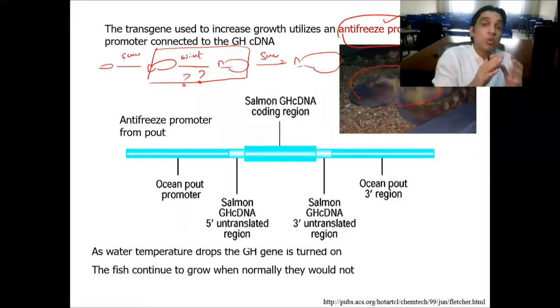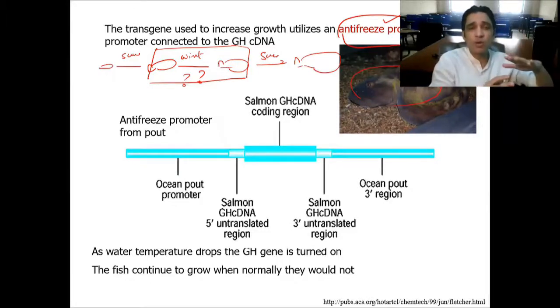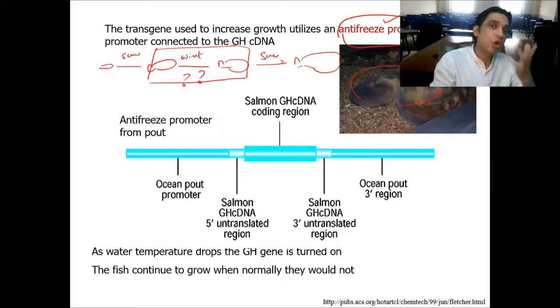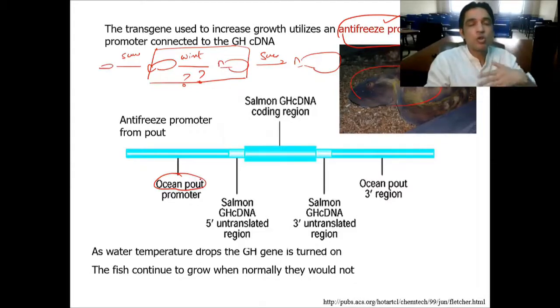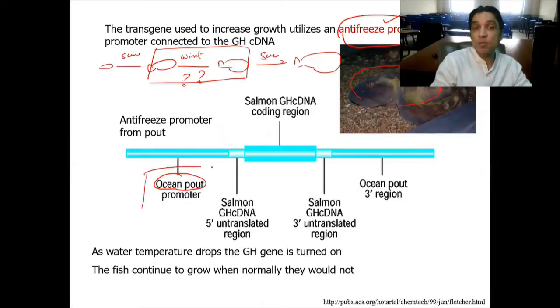There are other animals who live at very low temperatures in the Arctic and in other regions. Nature gives them certain special promoters which get activated at low temperature. So ocean pout is the example. That organism usually lives at a very low temperature, so it is required to express certain genes at the low temperature. So nature gives them a promoter, the ocean pout promoter.